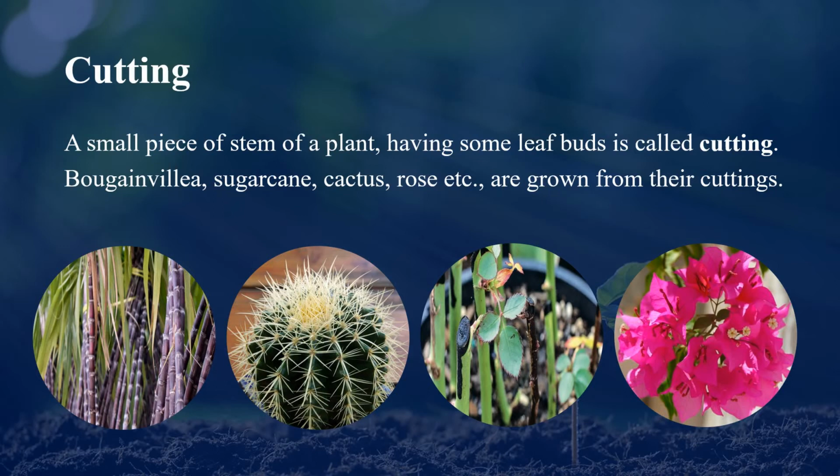A small piece of stem of a plant having some leaf buds is called cutting, and when such cuttings are planted into moist soil, then they produce a new individual plant. For example, bougainvillea, sugarcane, cactus, rose. These plants can be grown from the process of cutting.